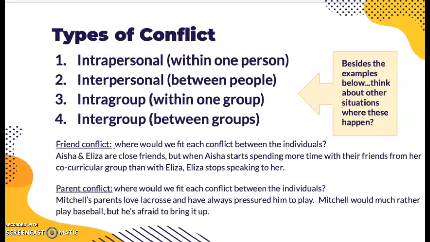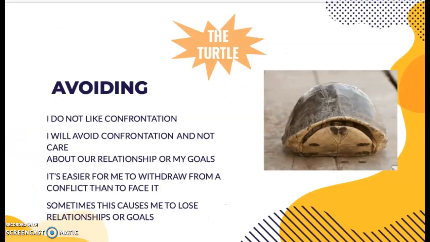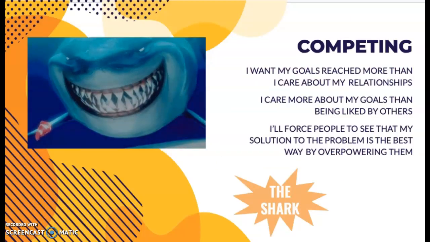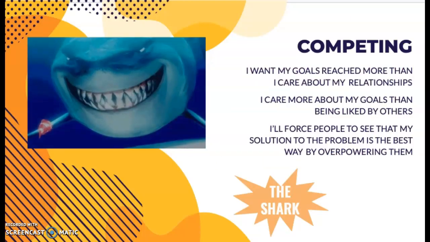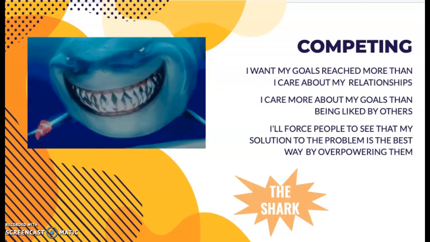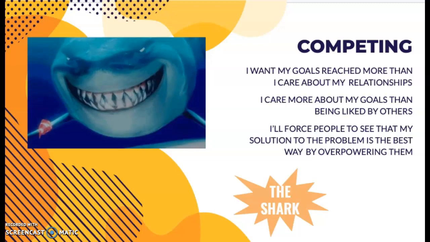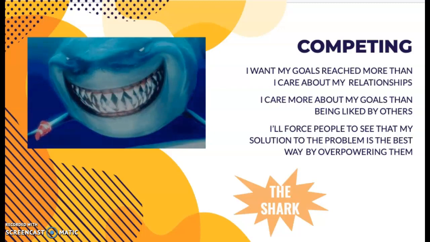So we have 5 types of conflict management styles. The first one is avoiding. This is the turtle. They don't like confrontation. They'll avoid it at all costs. They don't care about relationships or goals. It's easy for them to withdraw from a conflict, and sometimes it causes them to lose relationships or goals. Then we have competing, which is our shark. I want my goals to be reached more than I care about my relationships. It's goals over everything, and I'll force people to see that my solution is the best in order to overpower them and get what I want.